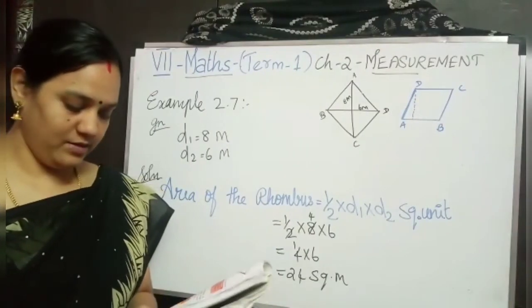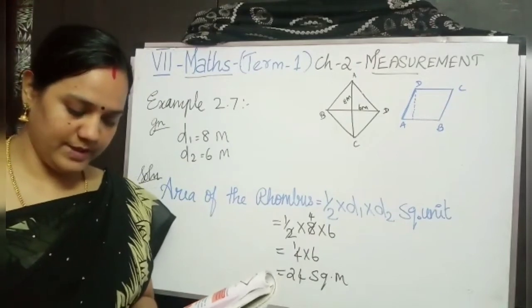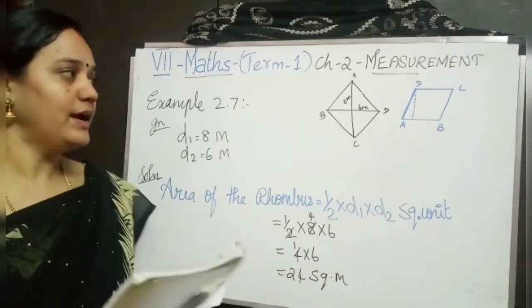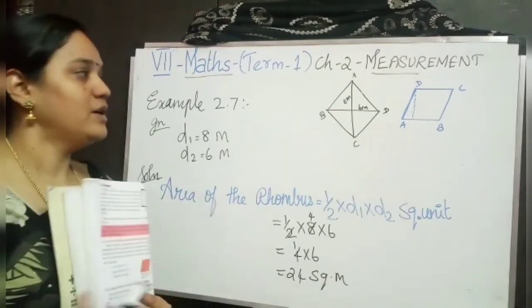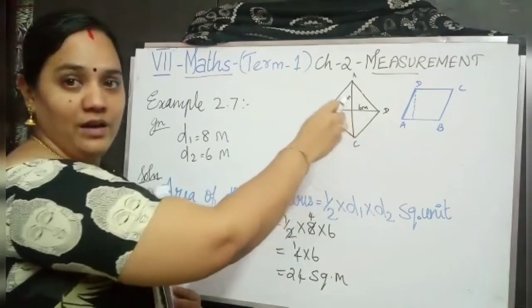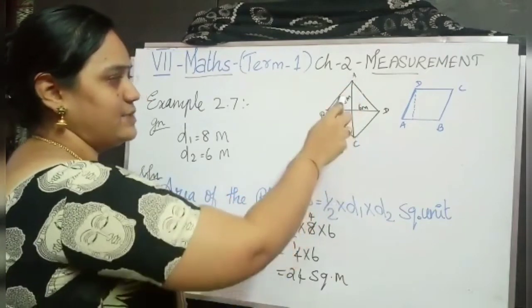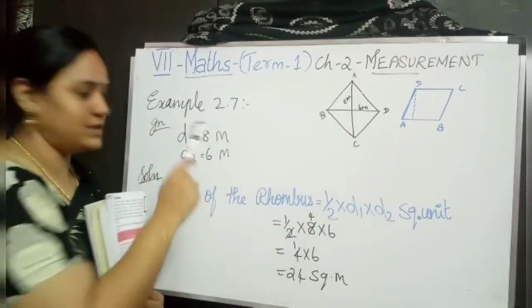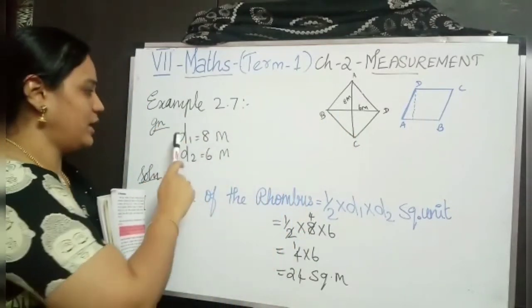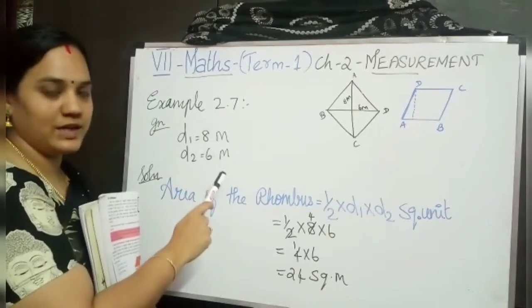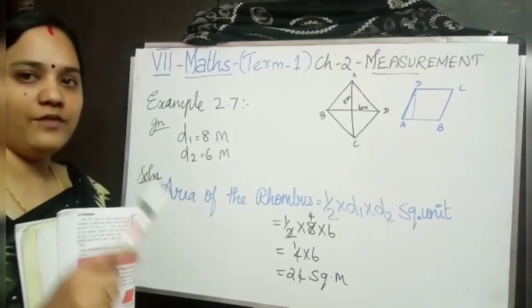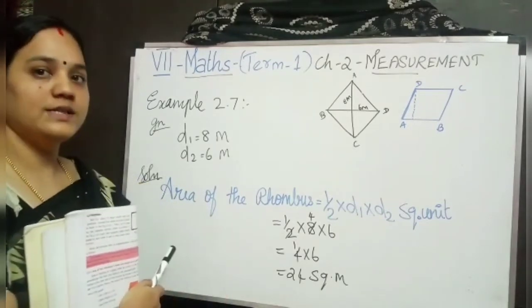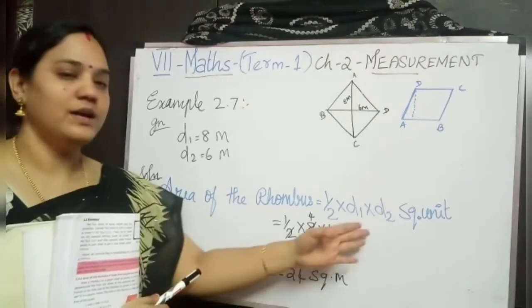Example 2.7. Calculate the area of the rhombus having diagonals equal to 6 meter and 8 meter. Diagonals are given, so keep it in mind. Let us assume this as our rhombus, and diagonal 1 is 8 meter and diagonal 2 is 6 meter. I am taking diagonal 1 as D1 and diagonal 2 as D2. So D1 is 8 meter and D2 is 6 meter. We have to find out the area of the rhombus here. Now we are going to use the formula half into D1 into D2, since D1 and D2 are given.